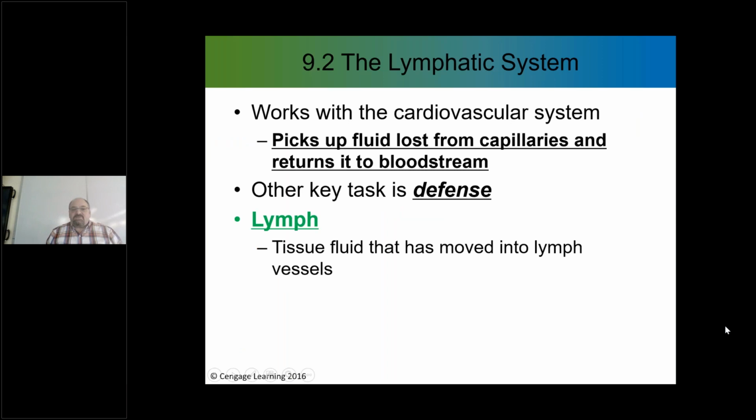All right, so we're going to finish up this chapter, folks. We're looking at the lymphatic system. The lymphatic system works in conjunction with the cardiovascular system in order to provide this immune response that we've been talking about. It picks up fluid lost from the capillaries, these very tiny blood vessels, and returns it to the bloodstream at the right side of the heart. But in the meantime, these lymphatic vessels contain the liquid portion of the blood, the plasma that's leaked out of those capillaries.